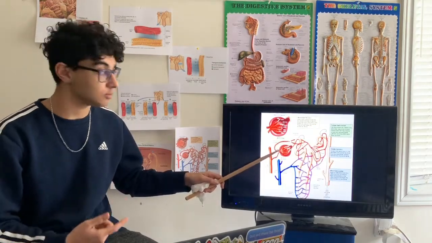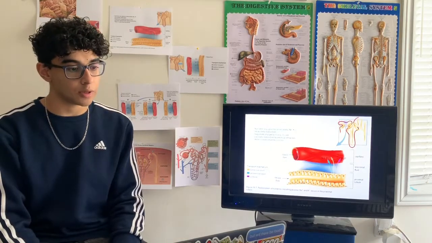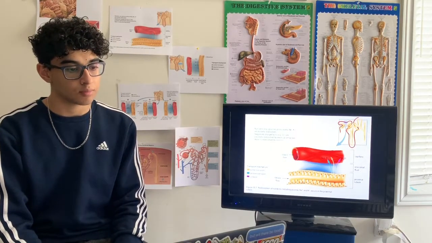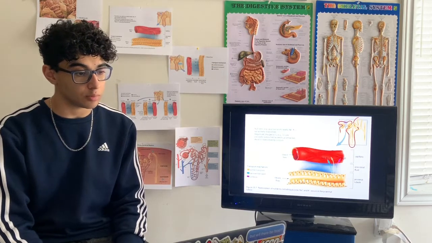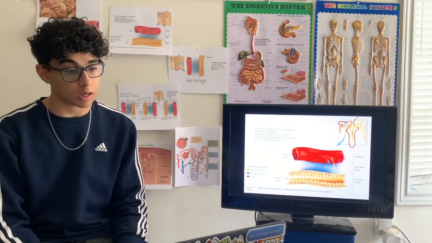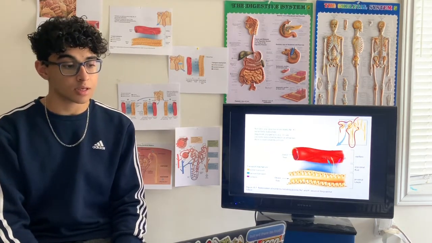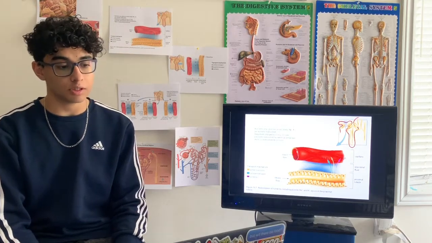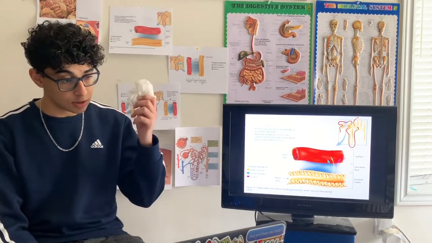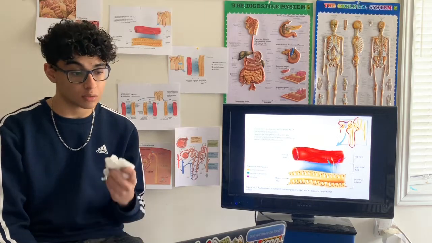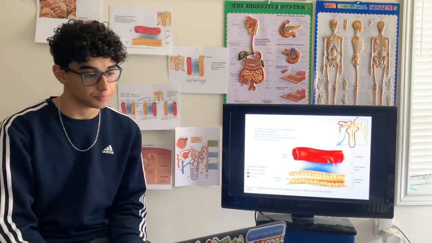This is the Bowman's capsule. With all that's happening in a small place, the blood pressure can be very high within the glomerulus, in fact around 4 times greater than the rest of the body. This high pressure promotes filtration even more. Relating it back to our cheesecloth, it's like when someone twists and squeezes to get as much water out as possible.